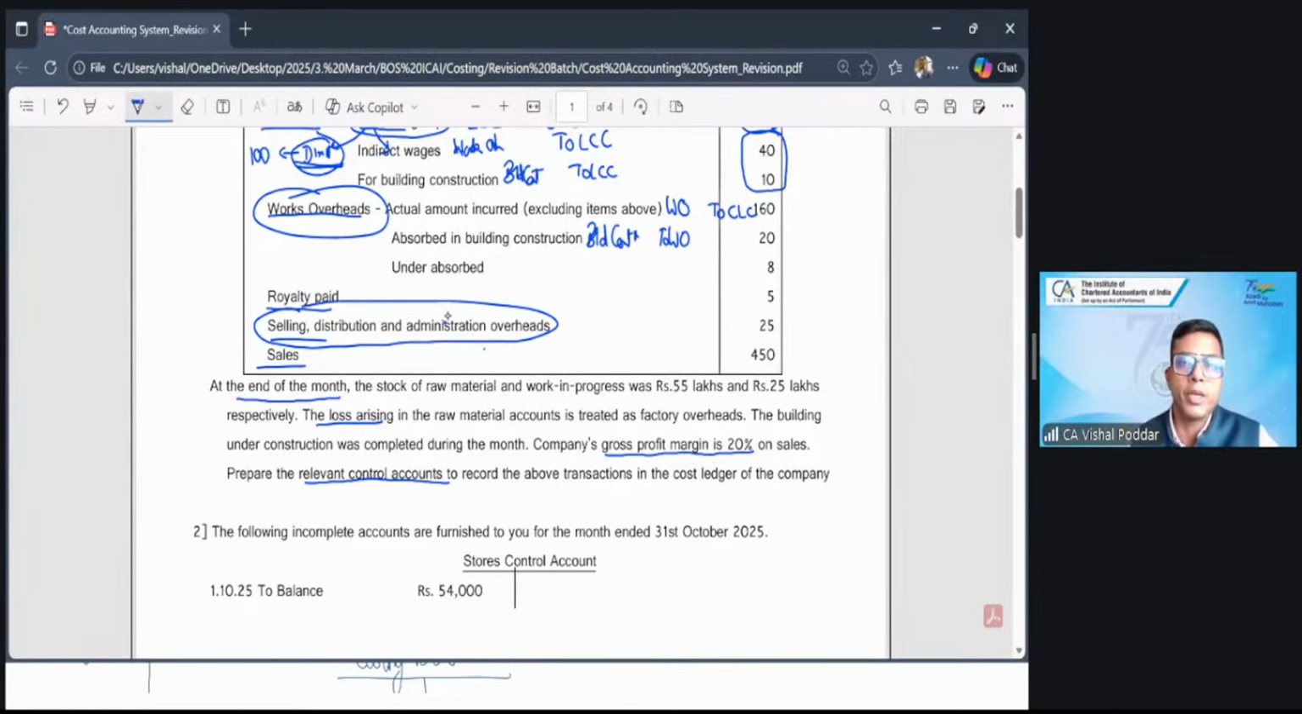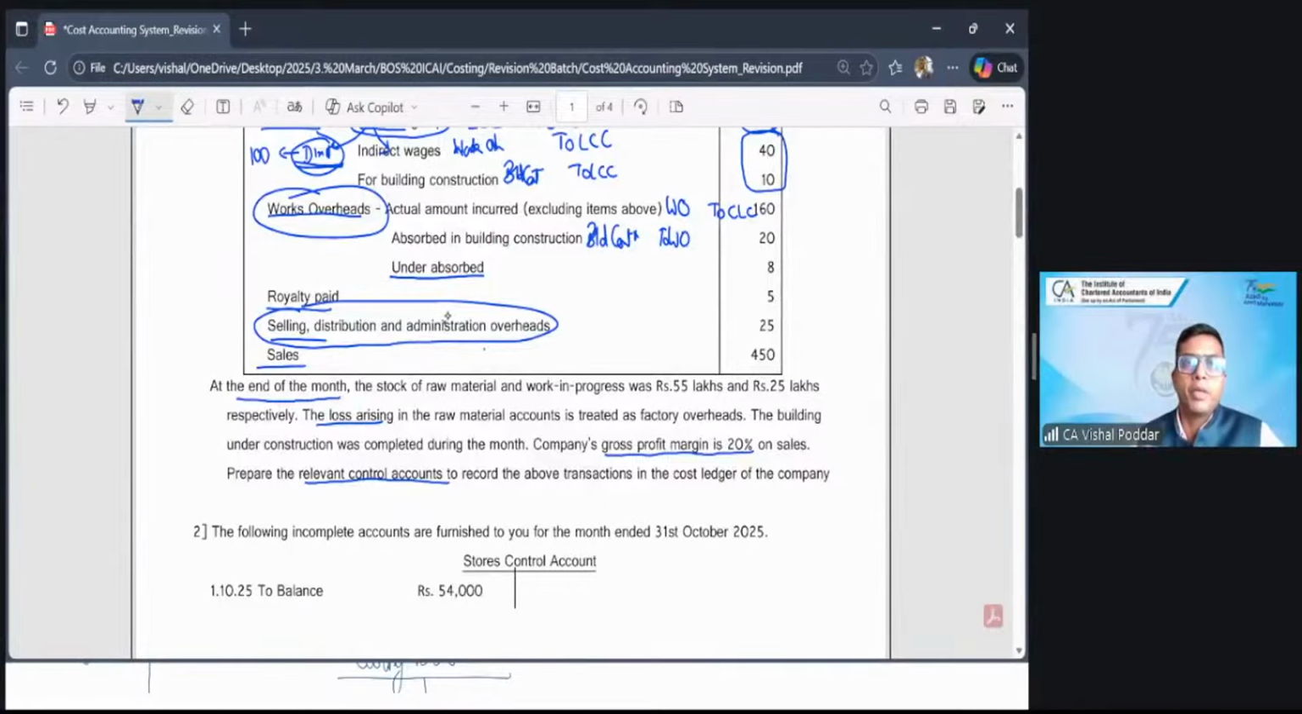So works overheads credit. Now, interestingly, this is the balancing figure we find out at the end when we are balancing this overheads account. However, here they have given the balance. Now, what is generally the balance in the overheads account? It is the under or over absorbed overheads. Now, since they have given, we have to do the treatment.